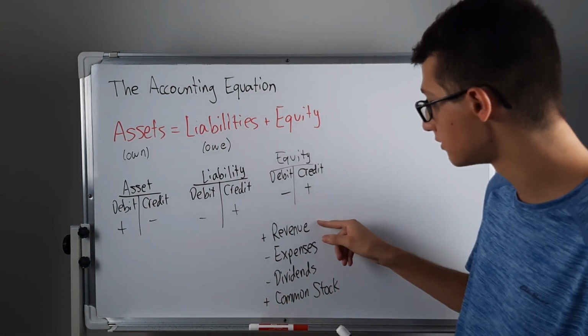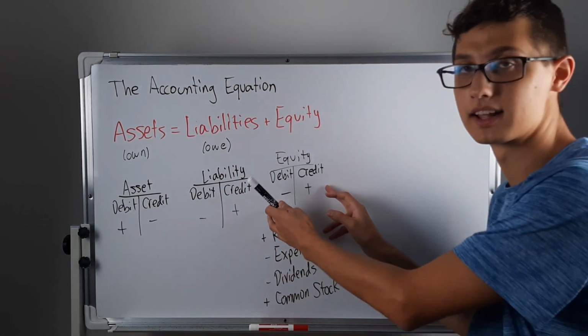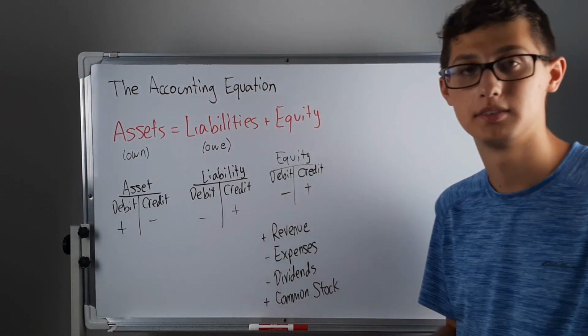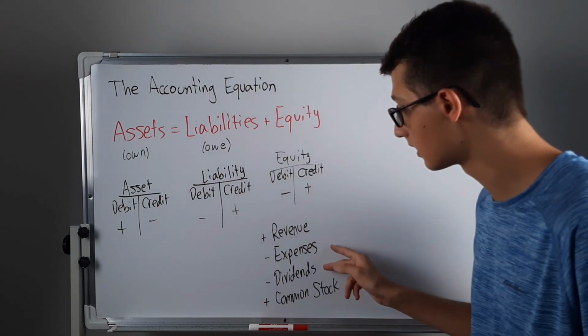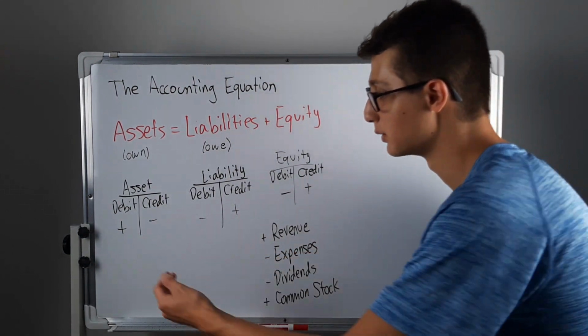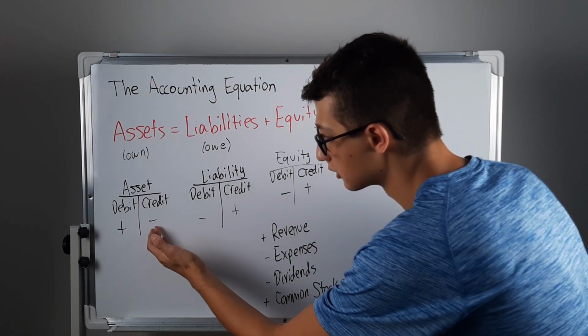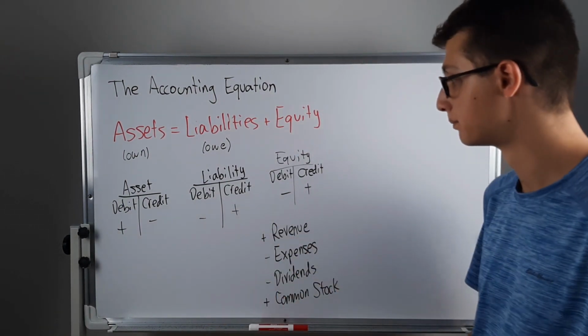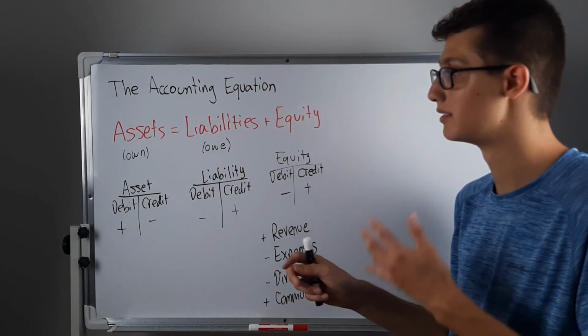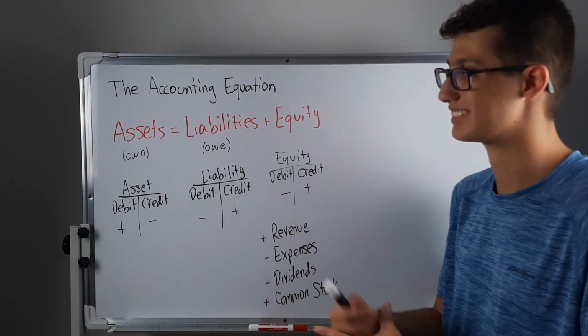So revenue and common stock are exactly like this. This would be what their accounts look like. But expenses and dividends, it's the other way around. Their accounts look more like asset accounts, where you have a debit increase and a credit decrease. So this is kind of weird, right? It's a weird way of doing things, but that's just the way it is.